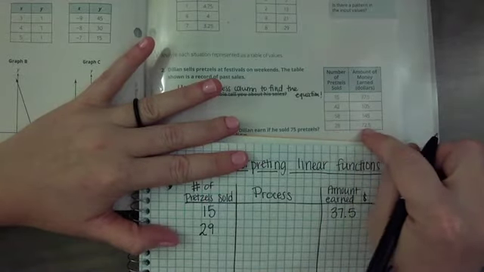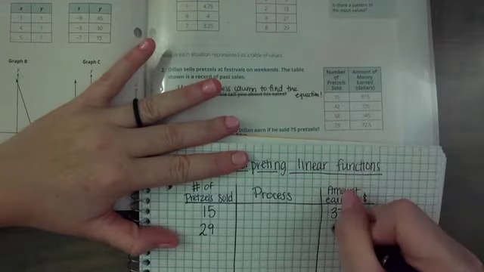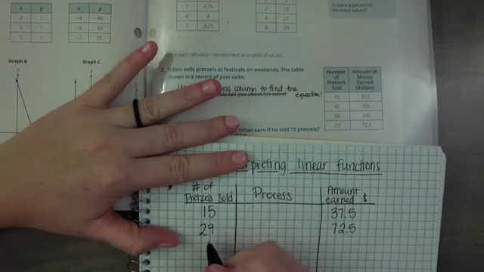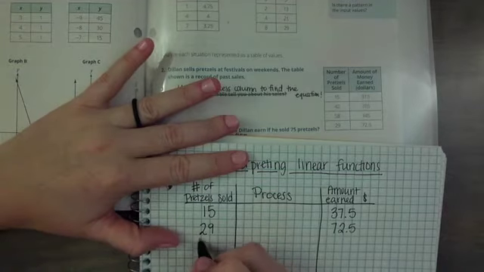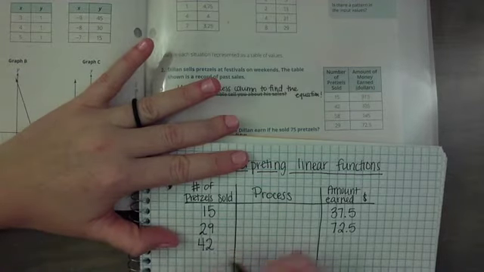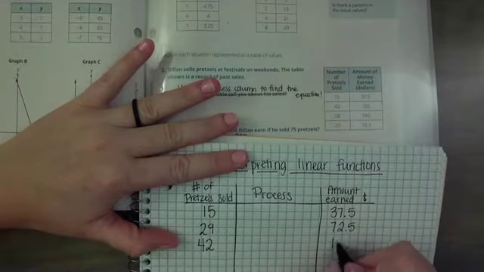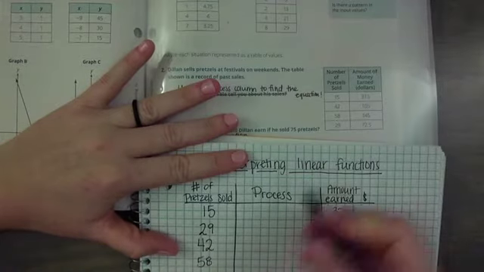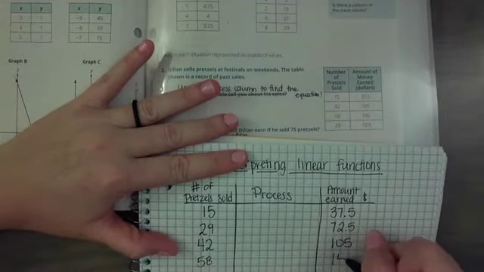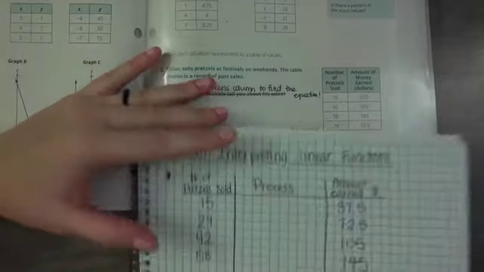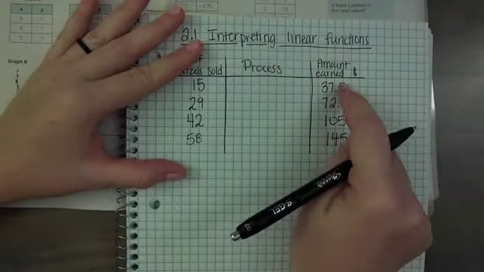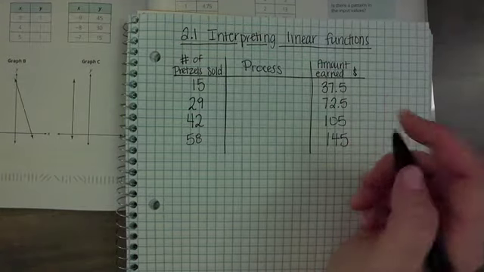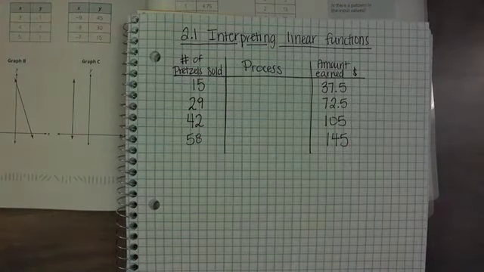And 29, when they sold 29 pretzels, they made 72.5. And then we have 42 would be next. So 42, they made 105. Then 58 would be 145. So you don't have to do that. I just feel like it's easier whenever we're finding out the cost per pretzel. I think it's easier if the numbers go in order.